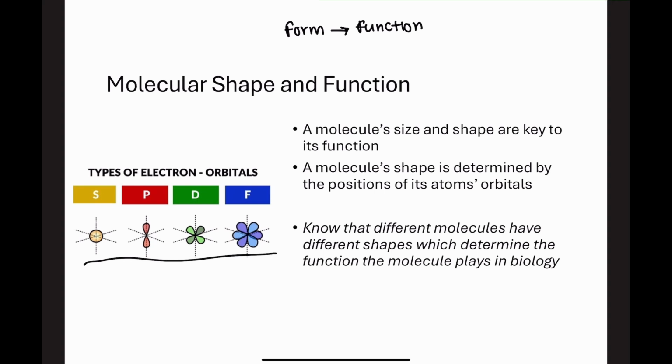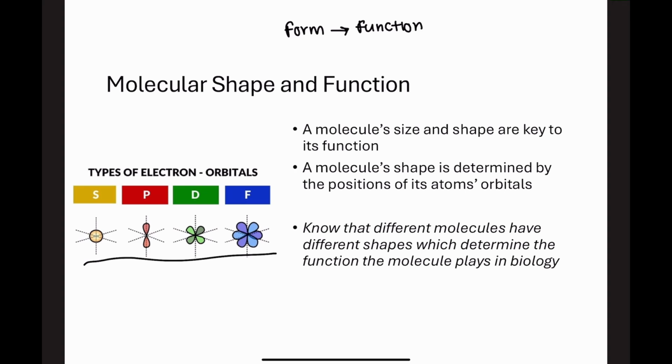But what we need to know is that the different orbitals that we have have different three-dimensional shapes. And this figure is just so that you guys can see that the different kinds of orbitals have different dimensions to them. And those dimensions are going to influence the structure of the molecule.